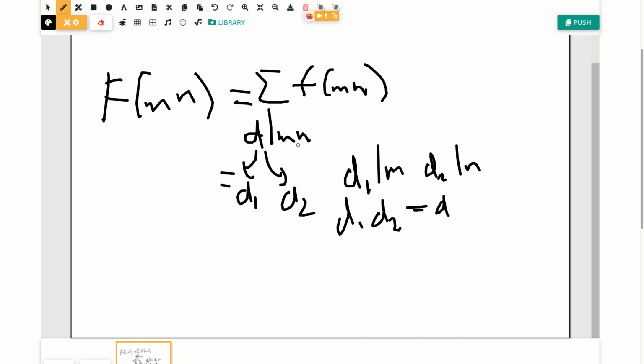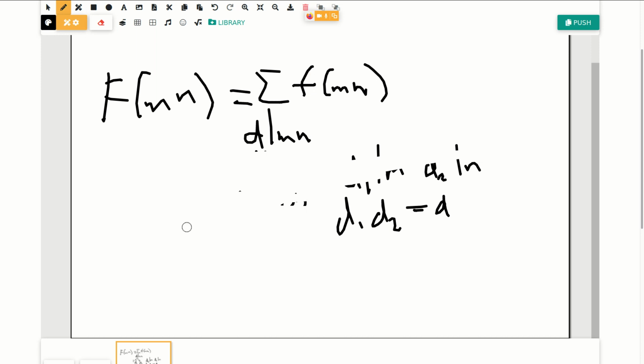You see why we can do this: since m and n are co-prime, the set of primes which divide d can be split into the set of primes which divide m and the set of primes which divide n, and these do not have any primes in common. So we can always split any d into d1 and d2, and these are mutually exclusive sets. Let's just erase this part.